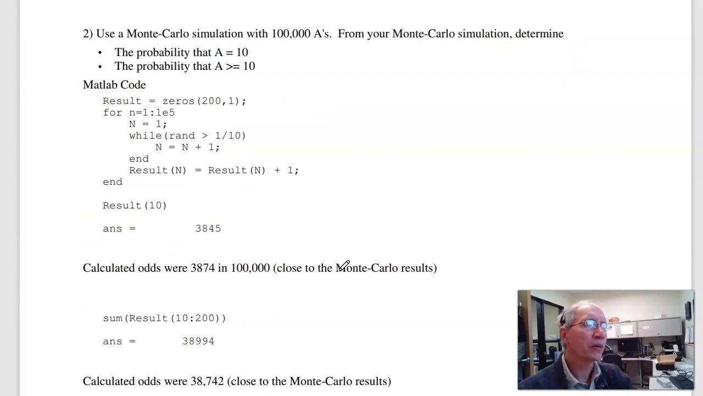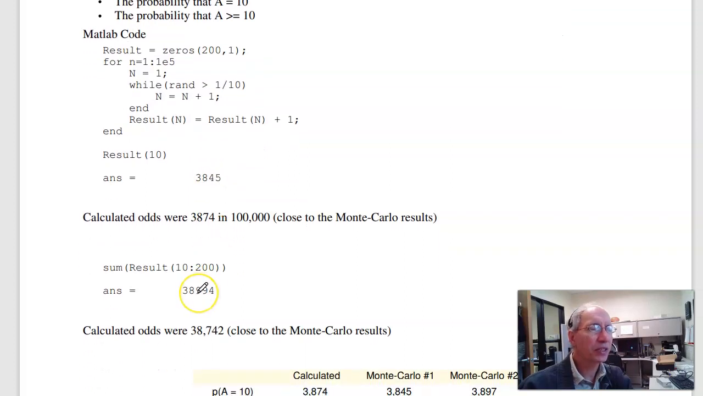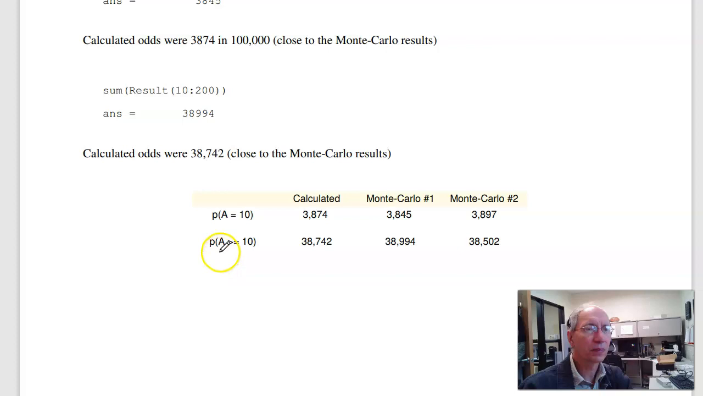Problem 2. Repeat problem 1 using Monte Carlo. So with Monte Carlo, I am going to start with one die roll, keep on flipping until I get a number less than 1/10. The number of flips is n. So I'll do that and keep track of how many times I have n die rolls until I get 1 on a 10-sided die. If I do that 100,000 times, then 3845, or divide by 100,000, 3.8% of the time I got the number 10. 38% of the time I got number at least 10.